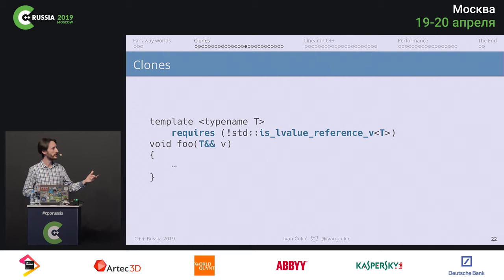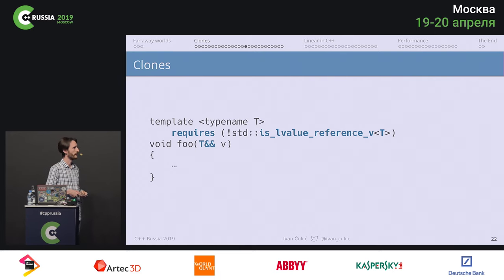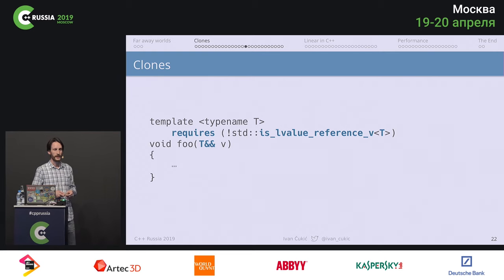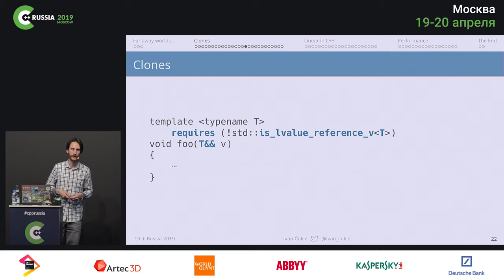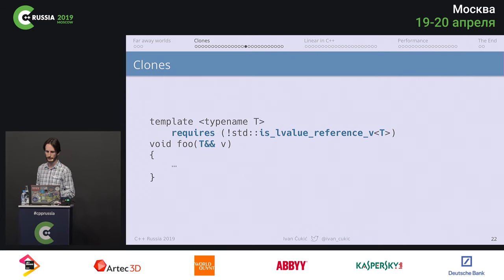And now we have created something that was not really possible in C++11, at least not easily. We have created a generic function which cannot be used to copy values. It always accepts only R-values.